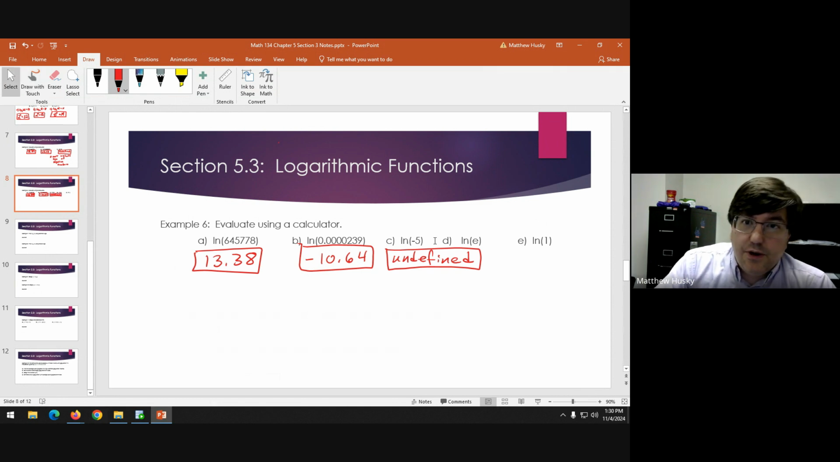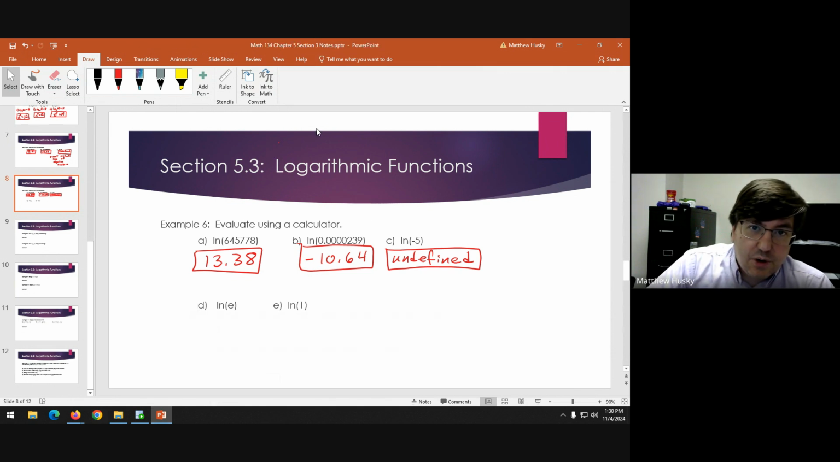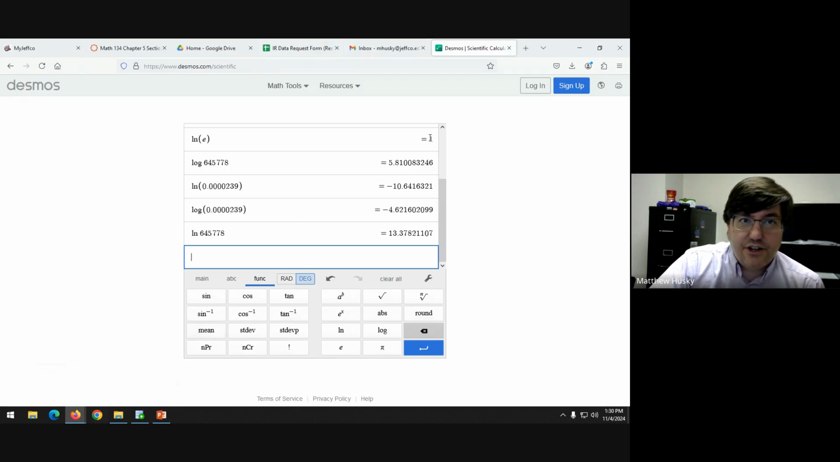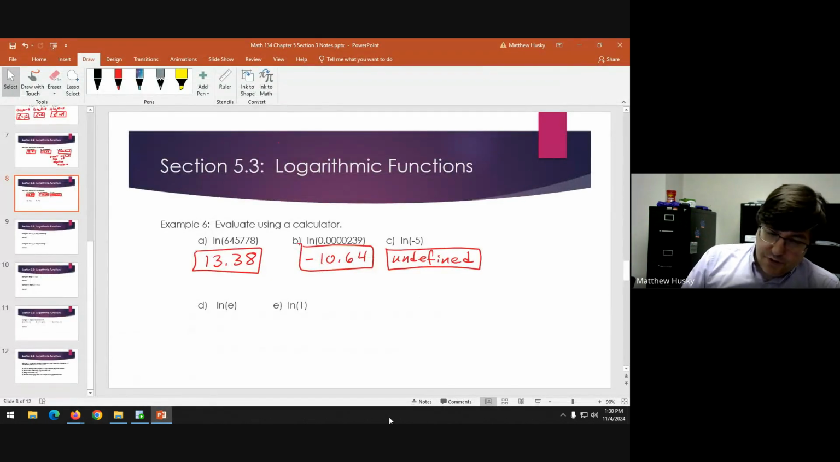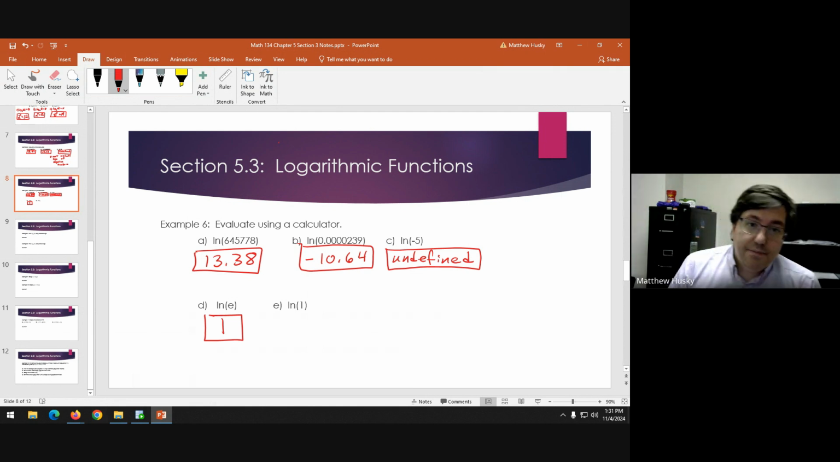Because just like before, if you try to take the logarithm of a negative number, that is not going to work. So that will be undefined. ln of e, I think we actually maybe did that earlier. It's actually equal to 1. If you do a log of the number itself, it's just going to spit out the number 1. So log base 10 of 10 would be 1. Log base 8 of 8 would be 1. That's true of anything. And then if you do a log of 1, or ln of 1, that is going to be 0.